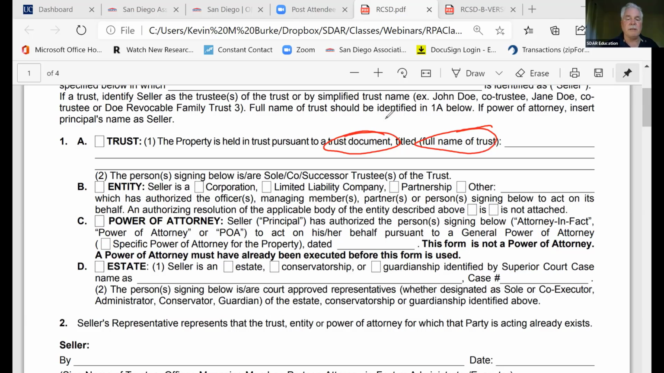Make sure you got the entire name in there, and that this person is the sole co or successor trustee of the trust. Okay. All right. So that would have been number 1.